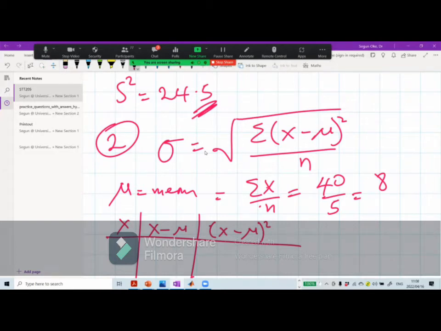Now, remember, this one we solved is for ungrouped data. What about grouped data? How do we solve it?